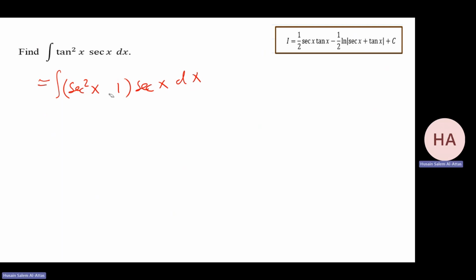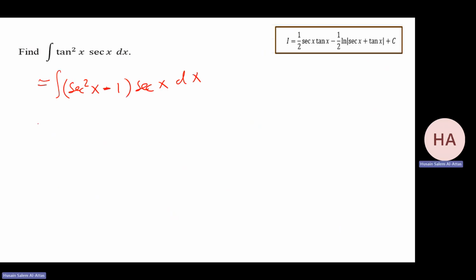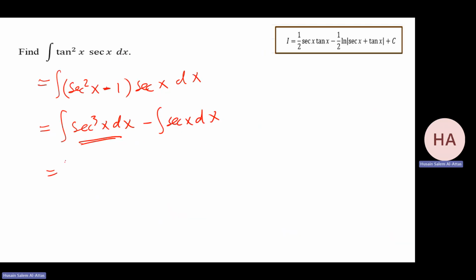Secant squared minus 1. 1 plus tan squared is secant squared, so it's secant squared minus 1. I did minus 1 here. Yeah, that will be the integral of secant cubed x dx minus the integral of secant x dx. I did this in the previous example. So this one is what?